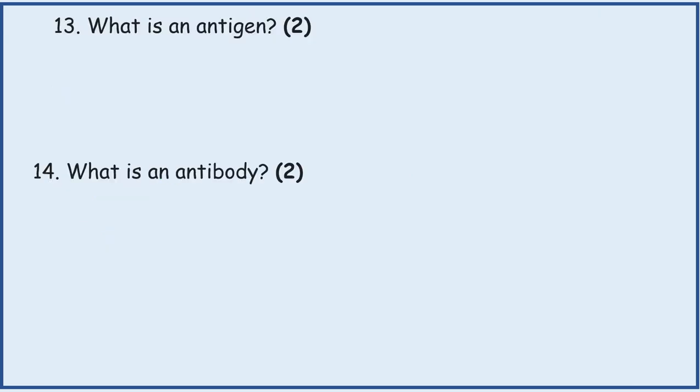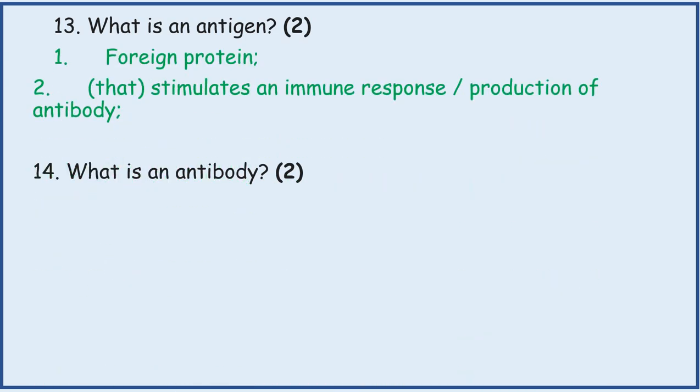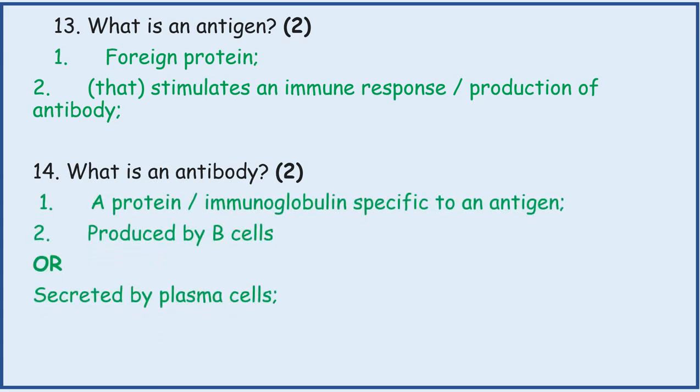Question 13. What is an antigen? It is a foreign protein that stimulates an immune response or the production of an antibody. What is an antibody? A protein specific to an antigen, produced by plasma B cells.